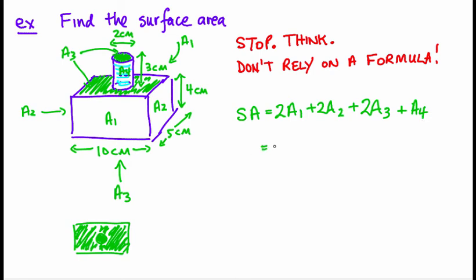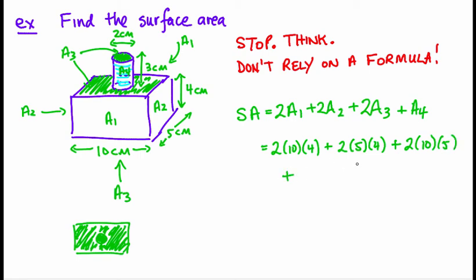So let's go ahead and do some of this. Area 1 is 10 centimeters by 4 centimeters high. There's two area 2s. They are 5 centimeters by 4 centimeters. There's two area 3s. The easiest one to think about is the one on the bottom, which is 10 by 5. And there's an area 4.